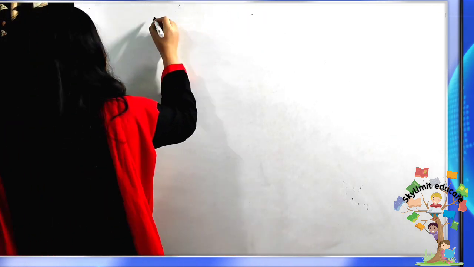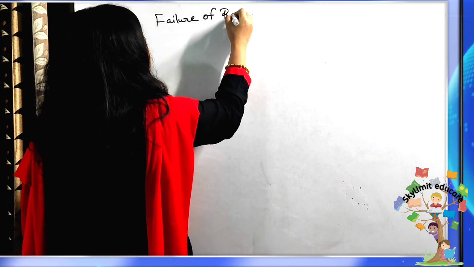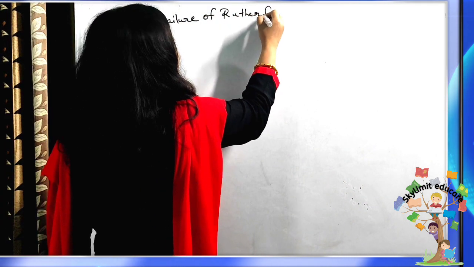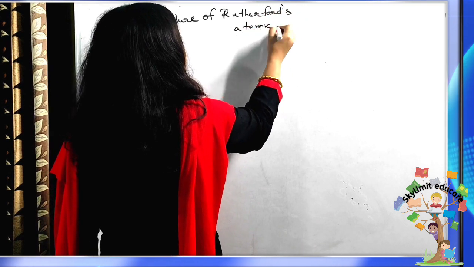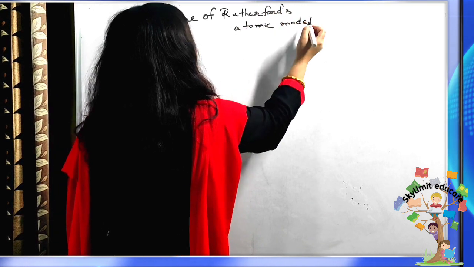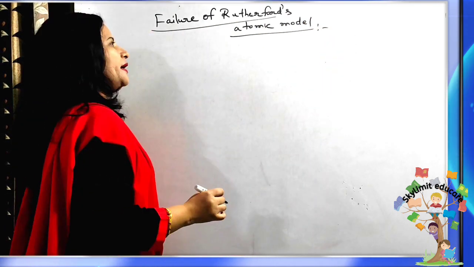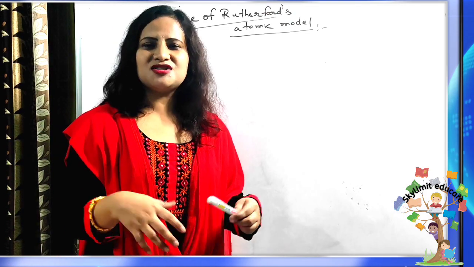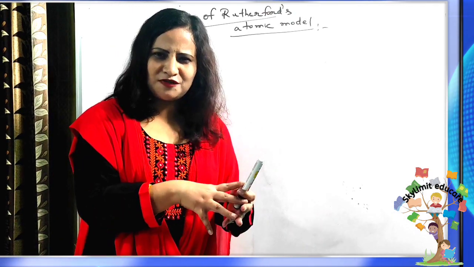But then, students, Rutherford's atomic model also failed after some time. So, let's discuss the failure of Rutherford's atomic model. Okay, how did this model fail? Rutherford had found out many important points regarding the structure of an atom. He basically came very close to the structure of the atom.